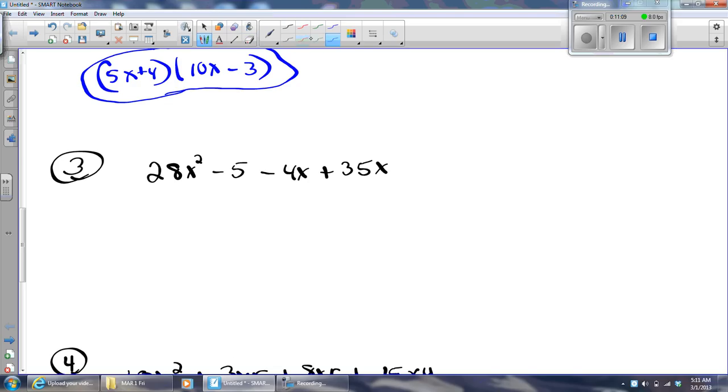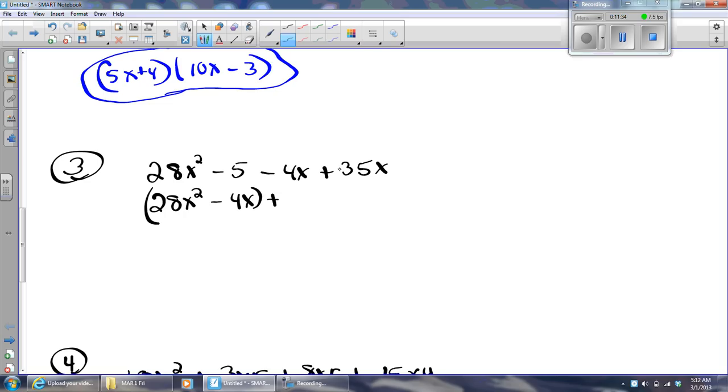Now, I'm looking at GCF number 3. The only problem is I don't see a GCF between the first two terms. Well, you know what I'm going to do? I'm going to rewrite it. I'm going to rewrite it as 28x squared. And you know what? I see a GCF here with a negative 4x. So we're going to put that in. My 28 is bigger than my 4. I'm going to group those together.